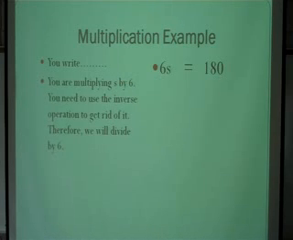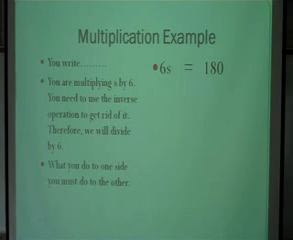So we are multiplying s by 6, so we need to do the inverse operation to get rid of it. Therefore, we have to divide by 6. What we do to one side, we have to do to the other, so it will look like this. Notice this line means divided by, so this is 6s divided by 6 and 180 divided by 6.